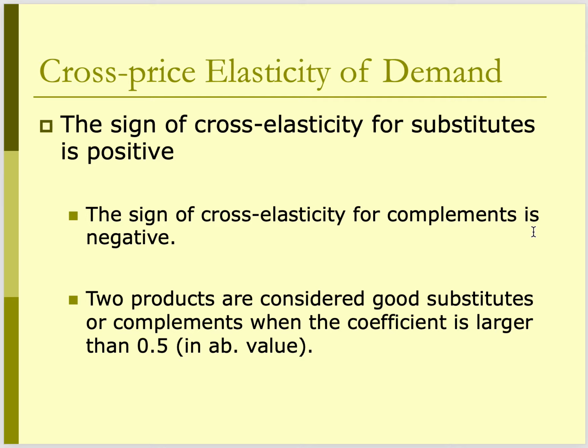And what is a substitute? I can substitute one good for the other. Coffee, tea, I can do hot dogs, hamburgers are probably the best examples of that. Complementary products are hot dogs and hot dog buns. It's ice cream and chocolate sauce or hot fudge sauce. If one goes up, the other goes down. So two products are considered substitutes or complements when the coefficient is larger than 0.5 in absolute value.